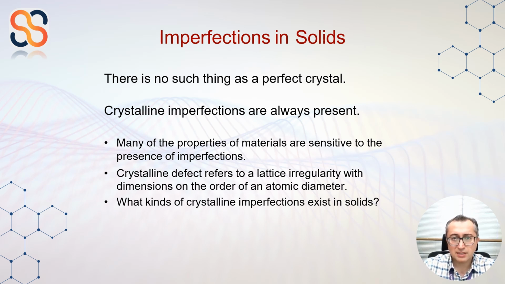So, what exactly are these crystalline defects? We call them crystalline defects, which refer to any irregularity in the lattice structure. These defects can have dimensions that are about the size of an atom. Think about that. Something so small can have such a big impact on how a material works. In the next slides, we will explore the different types of imperfections that exist in solids. These include point defects, line defects, and surface defects. Each type has its own characteristics and influences the material in unique ways.